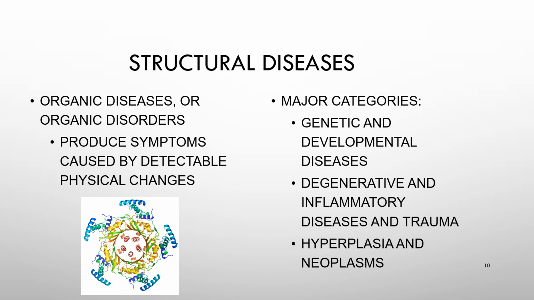Now we're going to talk about structural diseases, which you'll also hear referred to as organic diseases or organic disorders. These terms all mean essentially the same thing: diseases that produce symptoms because there is a detectable physical change in the body. And when I say detectable, I mean detectable by imaging, laboratory testing, gross examination, or microscopy, which is where we come in. Structural diseases cause symptoms because something has actually changed in the structure of cells, tissues, or organs. Not imagined, not functional only, but physically altered in a way we can observe or measure.